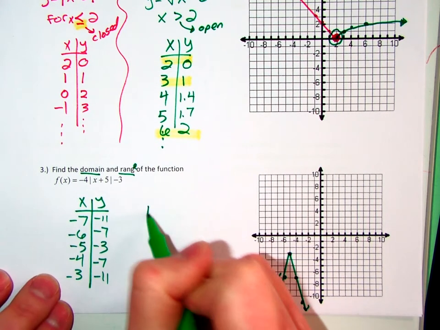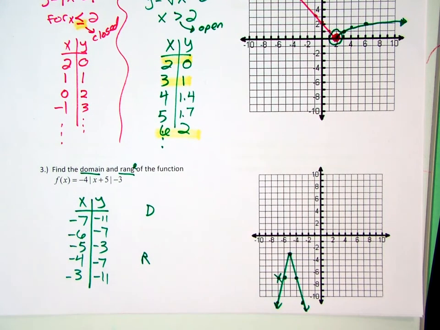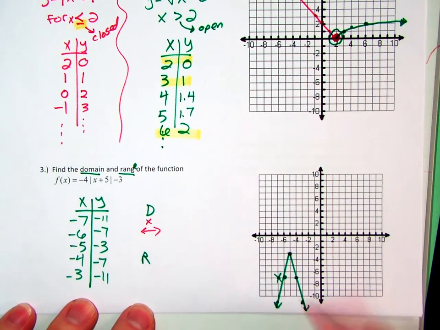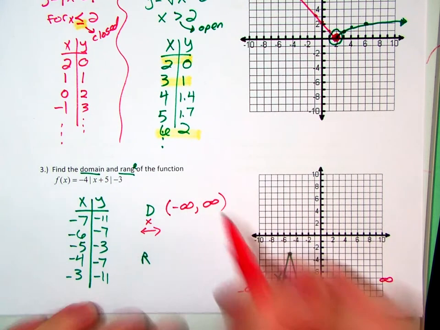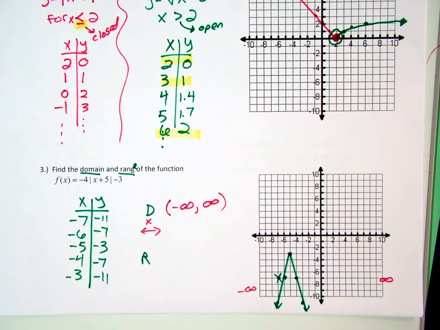And then we have to do domain and range. Remembering that domain is my x, so that's my left and right. So does it ever stop going to the left? No, that's negative infinity. It doesn't stop going to the right. So that's positive infinity. So my domain is negative infinity to positive infinity.